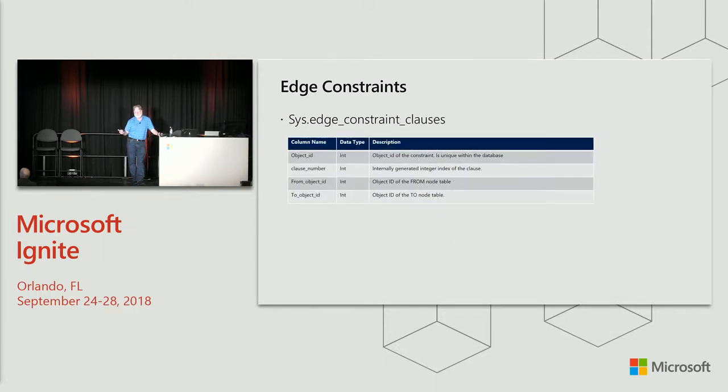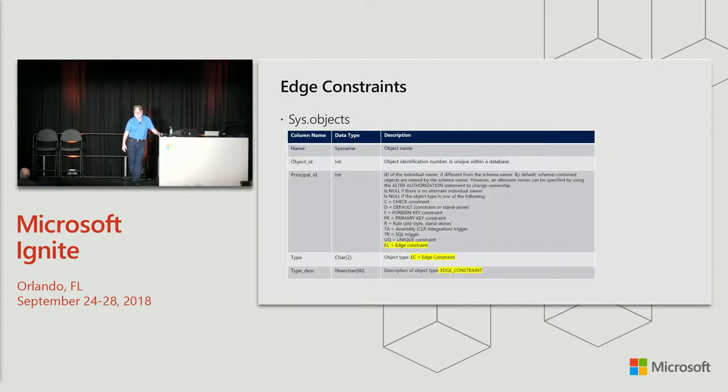Edge constraint clauses show what object IDs, to and from, you're going to allow to be connected by this edge. So this is a clause number, from ID and to ID. You can have multiple clauses that say this edge can connect this object and that object, or that object or that object. So you can have a fairly flexible set of connections that you'll allow, but it's restricted to that set. And sys.edge constraint clauses is how you find that. And then sys.objects has an object type that's EC for edge constraint.